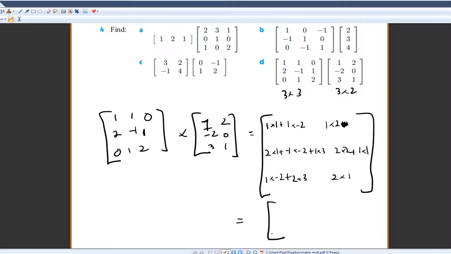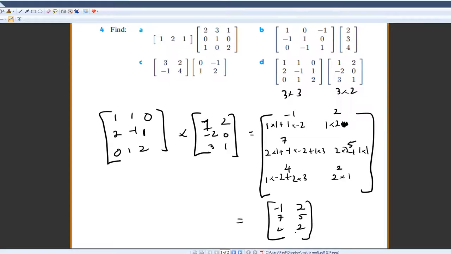Okay, so let's quickly work out what we've got here. We've got 1 plus negative 2 is negative 1. 2, we've got 2 plus 2 plus 3, which is 7, 4, and 5. Negative 2 plus 6 is 4 and 2. So the product matrix is 7, 5, 4, and 2.